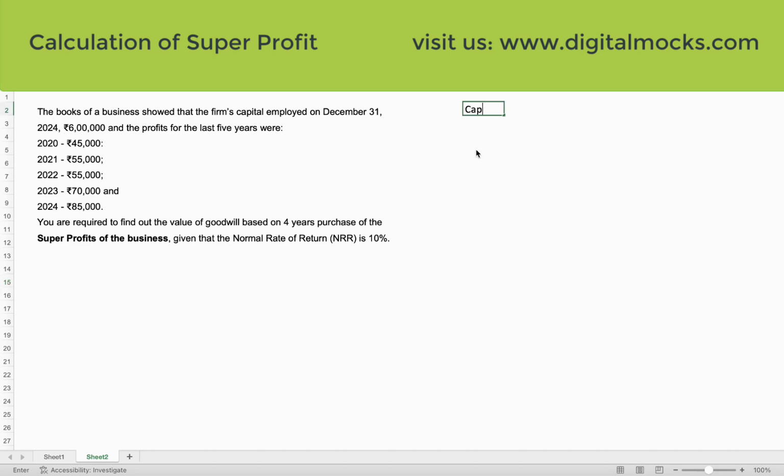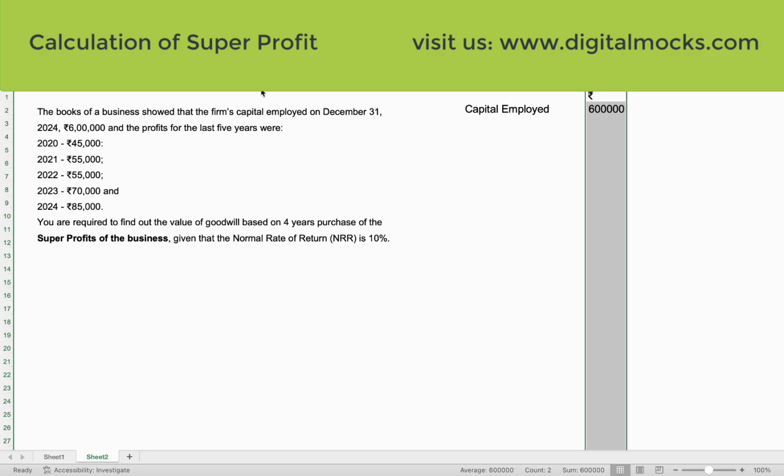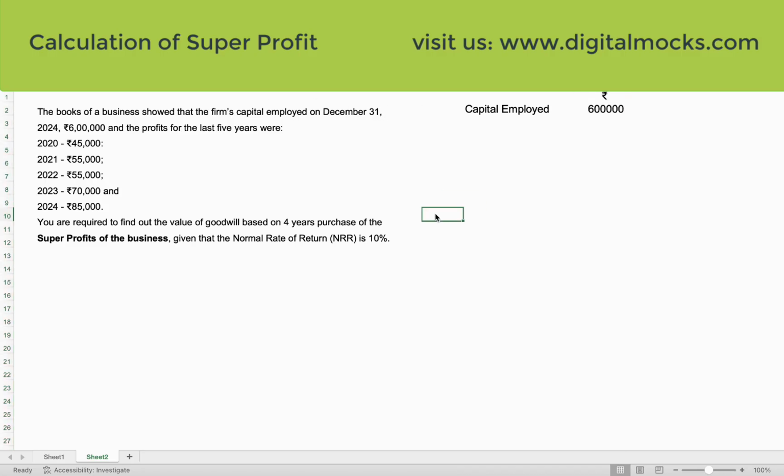So let me write here: capital employed given in the question is rupees 6 lakh. Okay, so all these figures we will use in the calculation of super profit. So the first item is capital employed and that is rupees 6 lakh. Now let's see further. And the profits for the last 5 years were, so these are the last 5 years profits given.